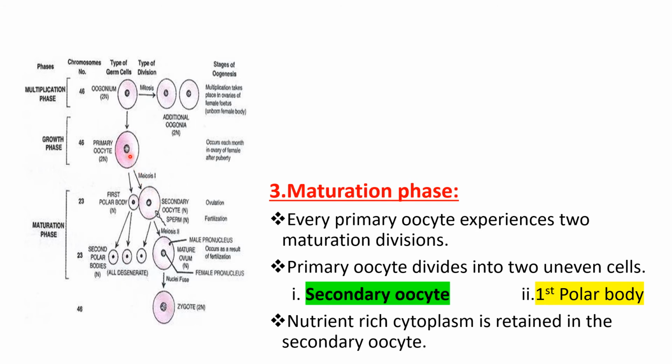When primary oocyte, which is in diploid condition, divides into two other cells, the two sets of chromosomes are separated and enter into two unequal cells. One set enters the secondary oocyte, another set of chromosomes enters the first polar body. But the nutrient-rich cytoplasm is retained in the secondary oocyte. The polar body has less cytoplasm, but the large amount of cytoplasm, which is rich in nutrients, is retained by the secondary oocyte only.